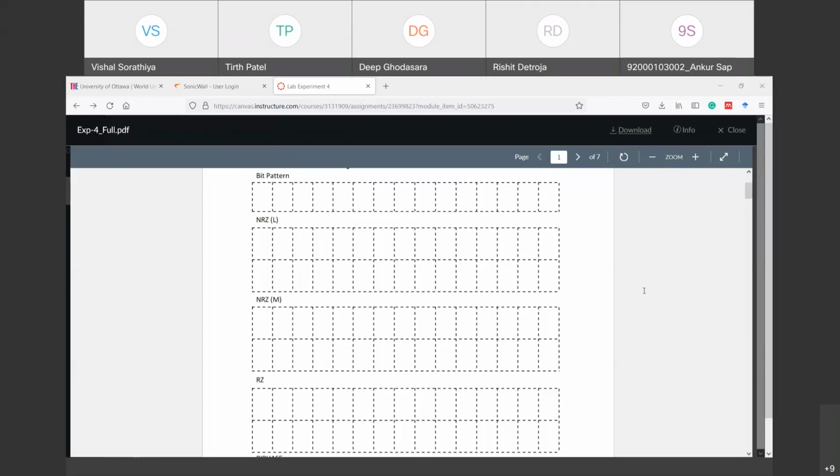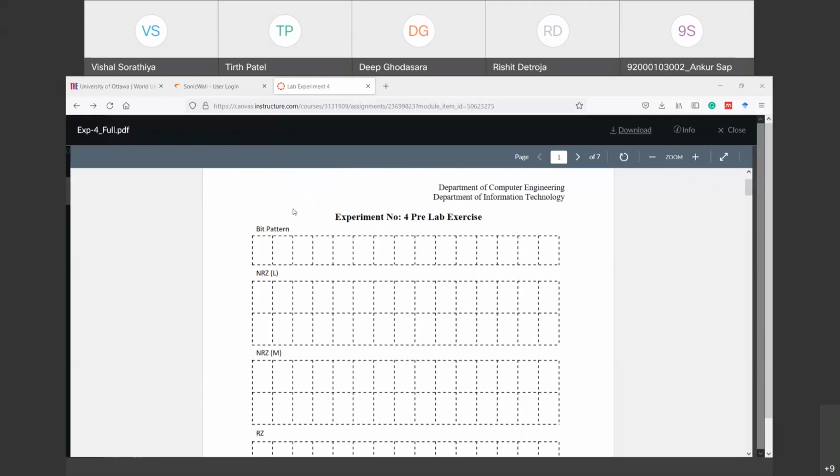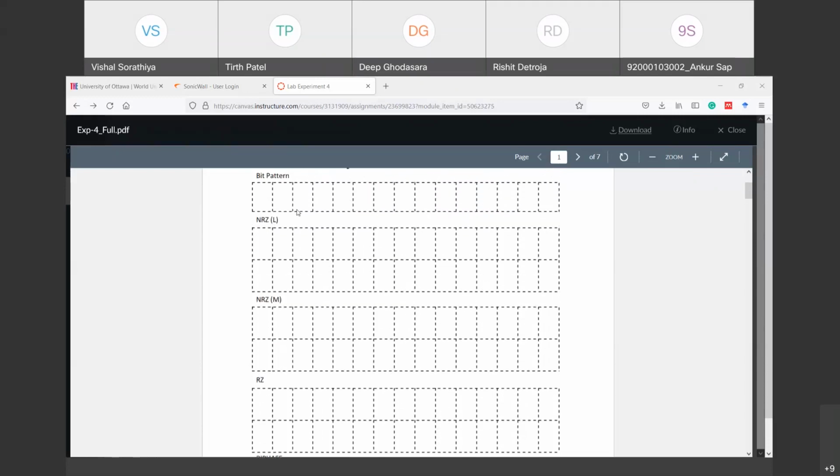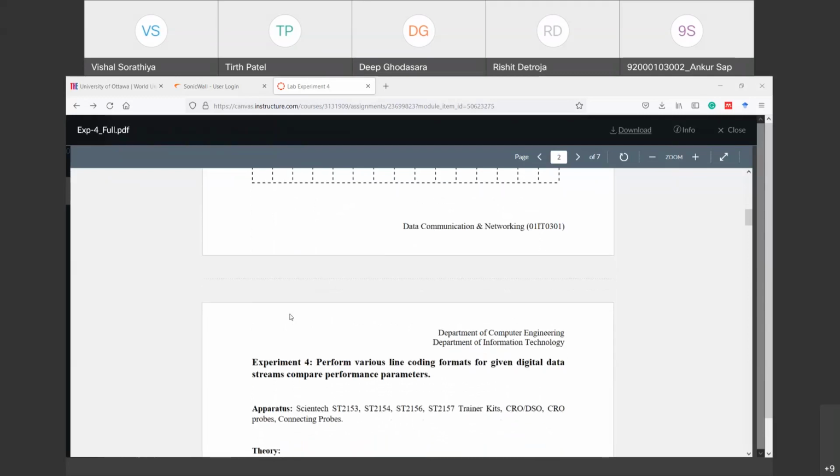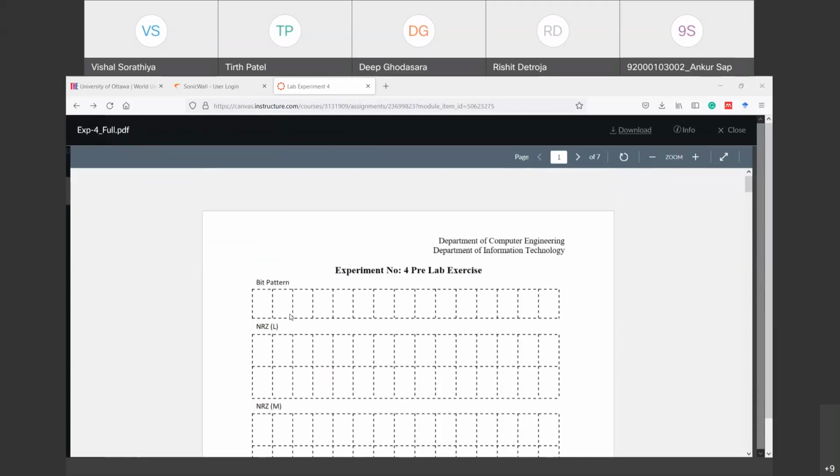Now, the signal can be anything; many types of signals are possible. Consider any particular sequence; with respect to that sequence, you get many types of signal patterns. Out of those, some names have been given here: NRZ, NRZM, RZ, Biphase Manchester, Biphase Mark. So these are the names of the signals.